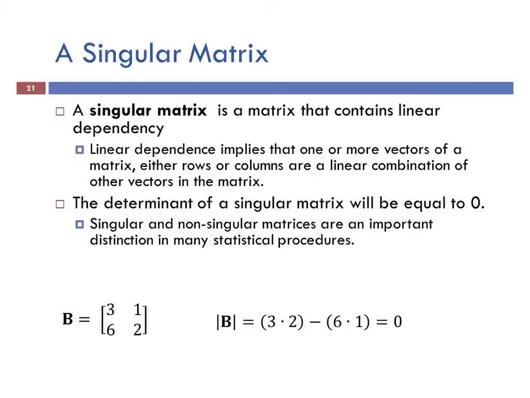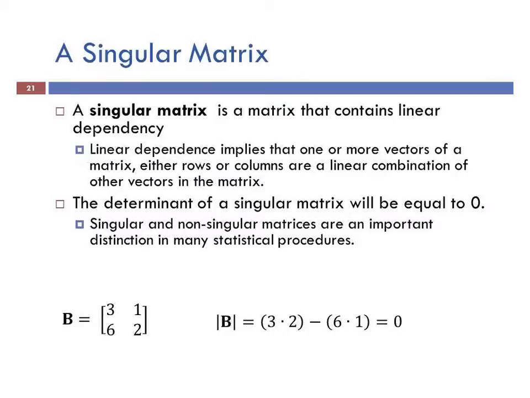You can see this down here, where if you look at these numbers, 3 and 1, if you multiply them by 2, so that's a linear dependency, you would get 6 and 2. So 3 times 2 is 6, 1 times 2 is 2. The determinant of a singular matrix will equal 0. So if we were to go through the steps and create the determinant of matrix B and multiply 3 times 2 and then subtract 6 times 1, the ultimate outcome here would be 0.